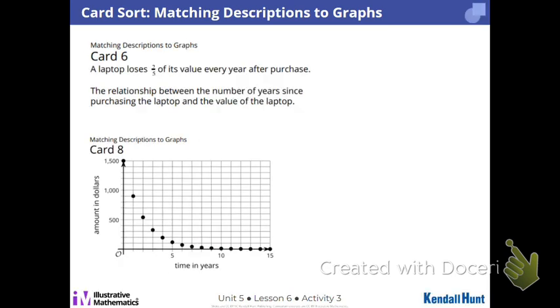And 6 has to be card 8. Loses 2/5. So if I'm at 1,500 and I lose 2/5, I'm left with 3/5. So I did 1,500 times 3/5, and I got 900 in the next year. So I used that point right there, 900, to make my match.